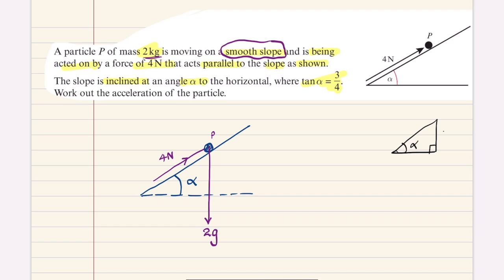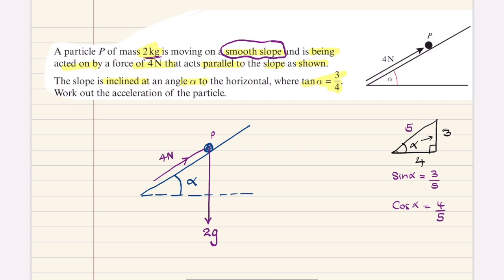So tan alpha is 3/4. I can write tan alpha, the opposite divided by adjacent. Opposite is going to be 3, adjacent is going to be 4. By applying Pythagoras theorem, this can be confirmed that it is going to be 5. So the hypotenuse is 5. Because of this right angle triangle, I know the value of sine alpha is 3/5. The value of cos alpha is going to be 4/5.